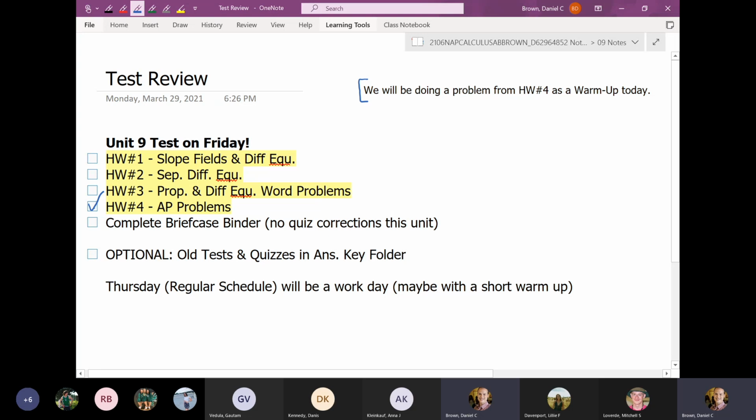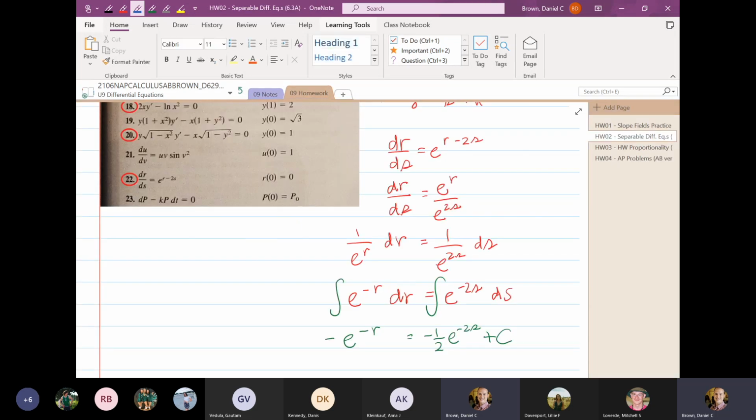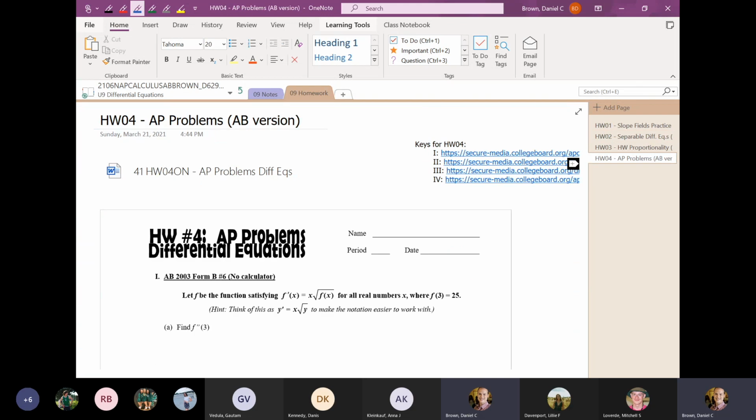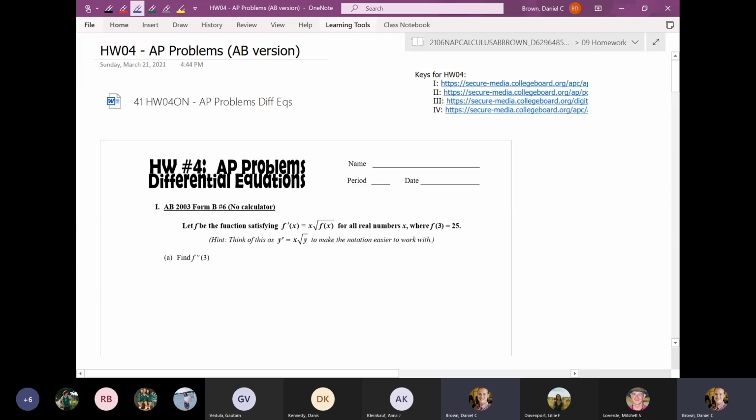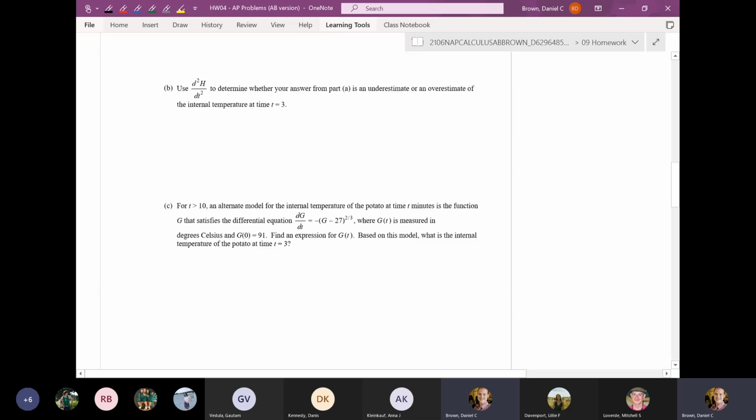So the problem that I wanted to do as a warm-up to cover stuff from this week, but then also from before spring break, is from homework number 4. Again, some of you might have been ahead and already done this, but we're going to look at homework number 4 and question number 4. If you want to switch over there, follow along.